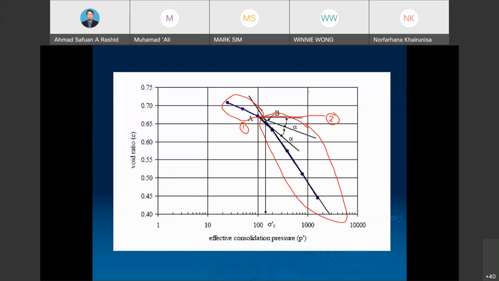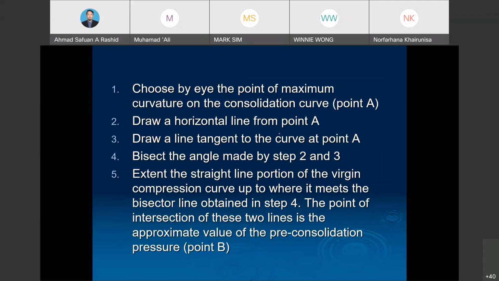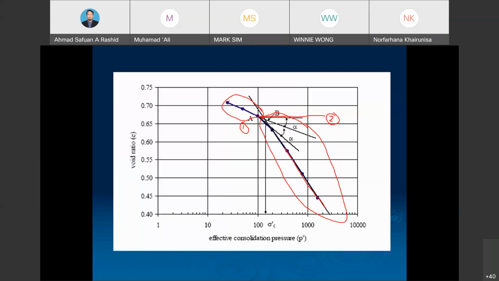Then we draw a line. Sorry, that is for the fourth, okay, for the fifth. Draw a line tangent to the curve at point A. Then we draw a tangent line on the point of A.